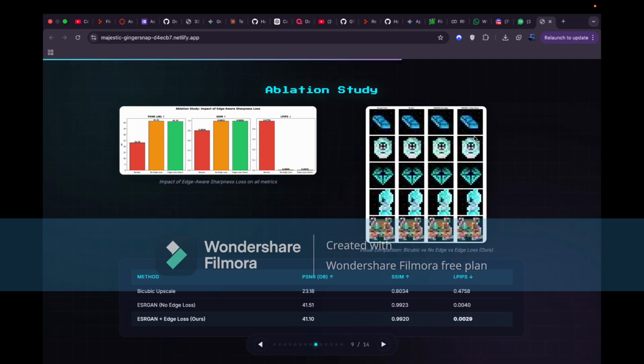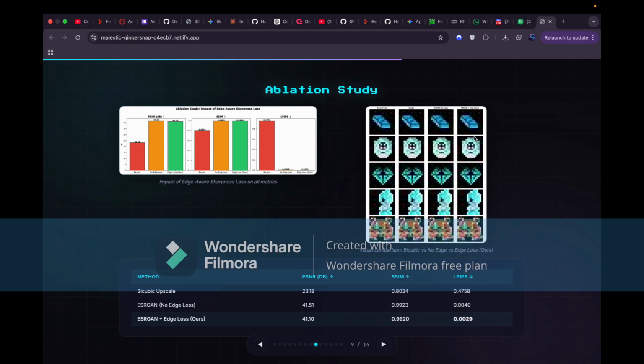Okay, so now for our ablation study. To validate the impact of our edge-aware loss, we ran an ablation study comparing three configurations: bicubic upscale, ESRGAN without edge loss, and ESRGAN with edge loss. The numbers tell a clear story. Bicubic gets a PSNR of only 23.18 and an LPIPS of 0.48.